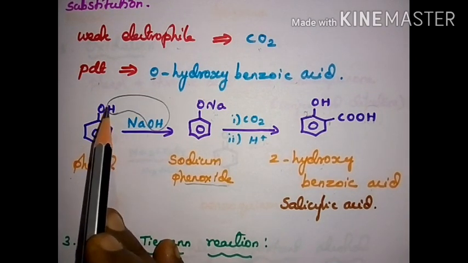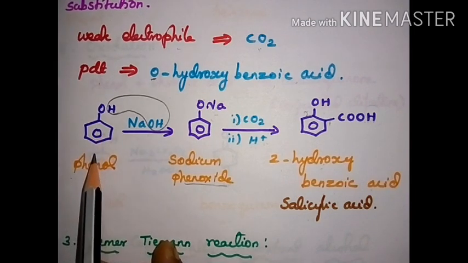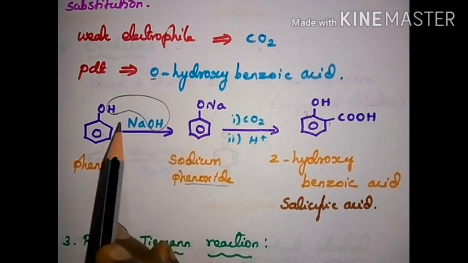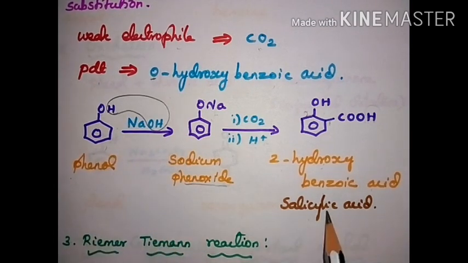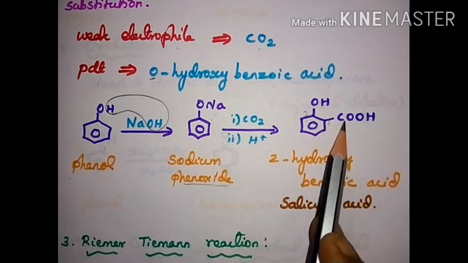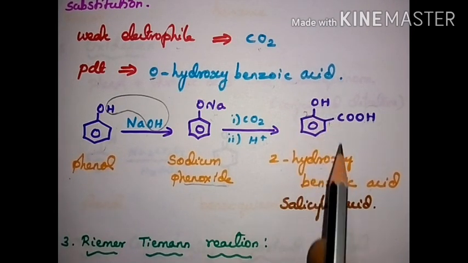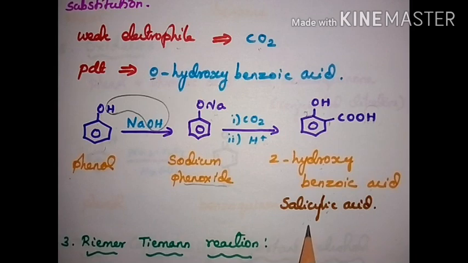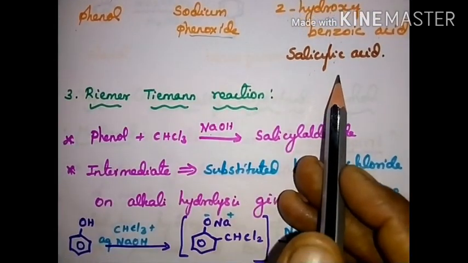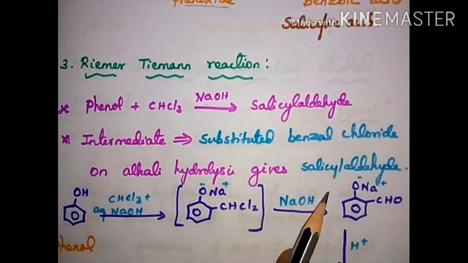If we have only OH on the benzene ring, it is called phenol. Only COOH means benzoic acid. If both are present in the same compound, in the ortho position, it is called salicylic acid. No need to mention ortho; the name salicylic acid itself says that both are present in the ortho position.